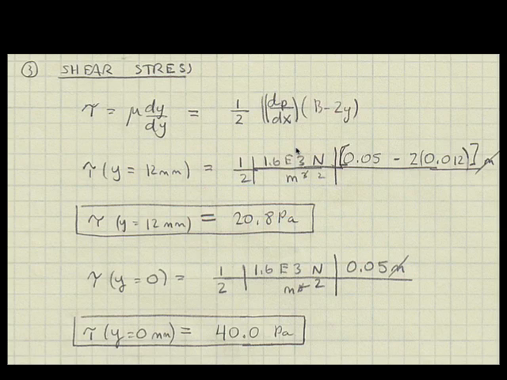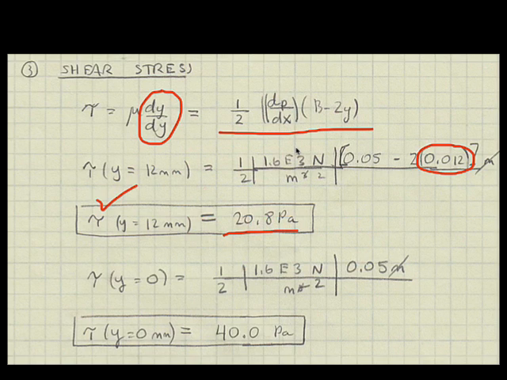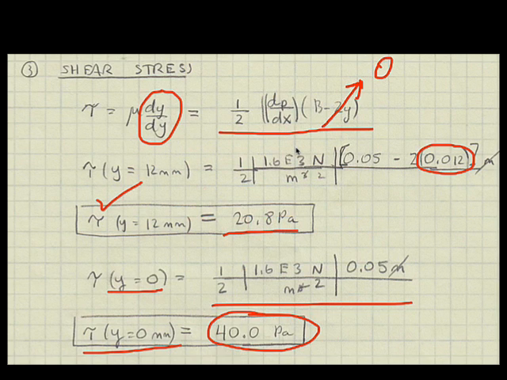So I substitute for the velocity gradient and get an expression for the shear stress. When y equals 12 millimeters, I substitute numbers in and get 20.8 pascals for the shear stress. When y equals 0, this term goes to 0. And then putting numbers in, I get a shear stress of 40 pascals at y equals 0.